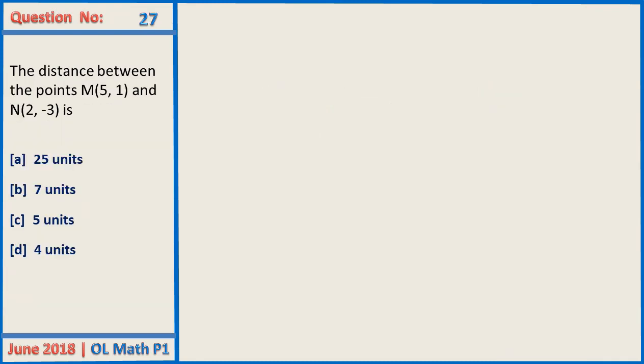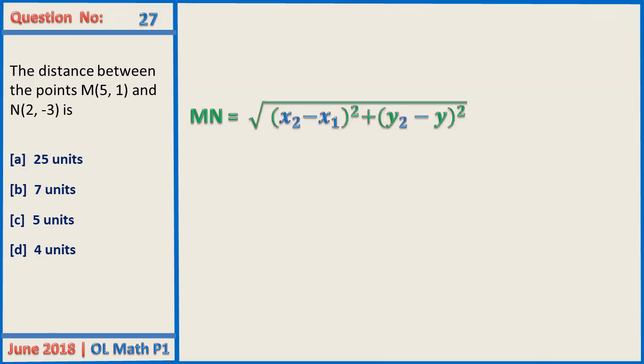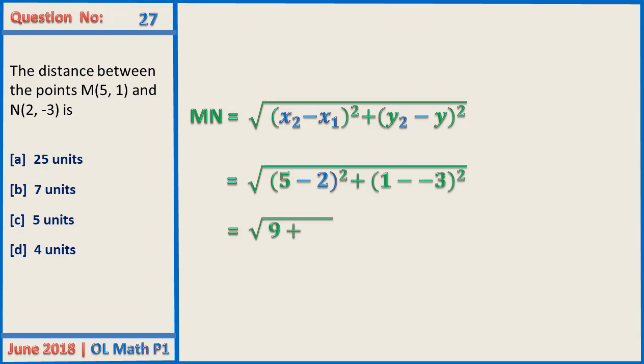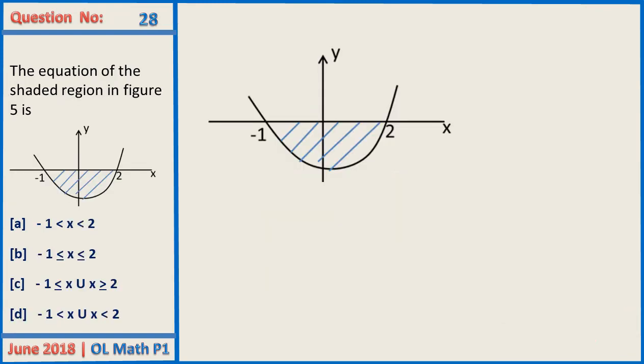Now question 27. The distance between points M, 5, 1 and N, 2, minus 3 is. The distance between points M, x1, y1 and N, x2, y2 is given as the square root of x2 minus x1 squared plus y2 minus y1 squared. You can write it in any order. So this gives us 5 minus 2 squared plus 1 minus 3 squared, giving us the square root of 9 plus 16, and that gives us 5 units. C.